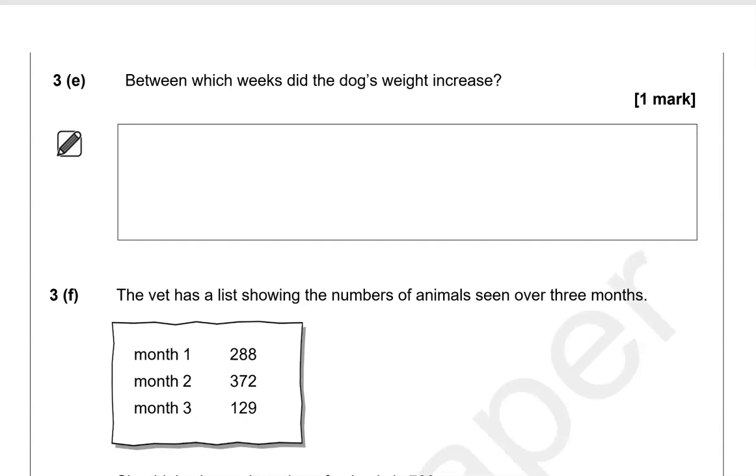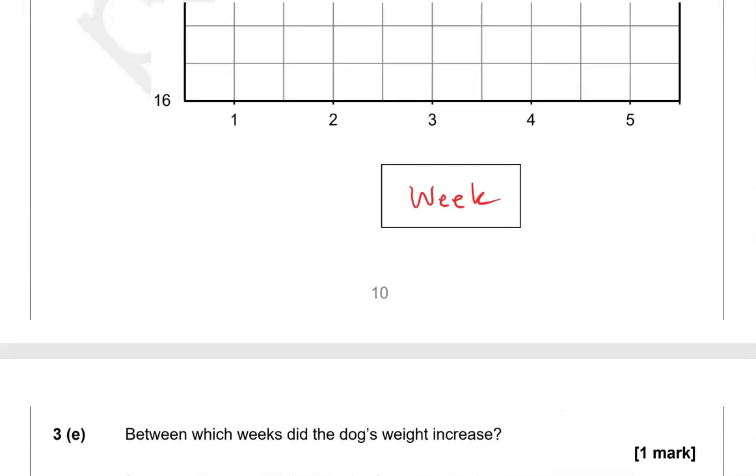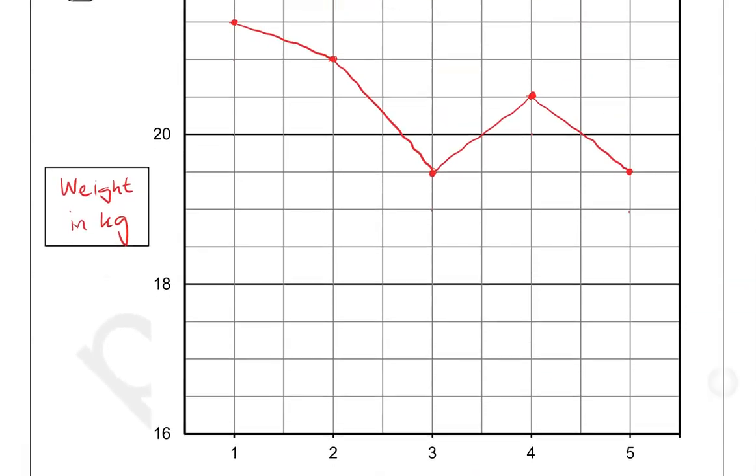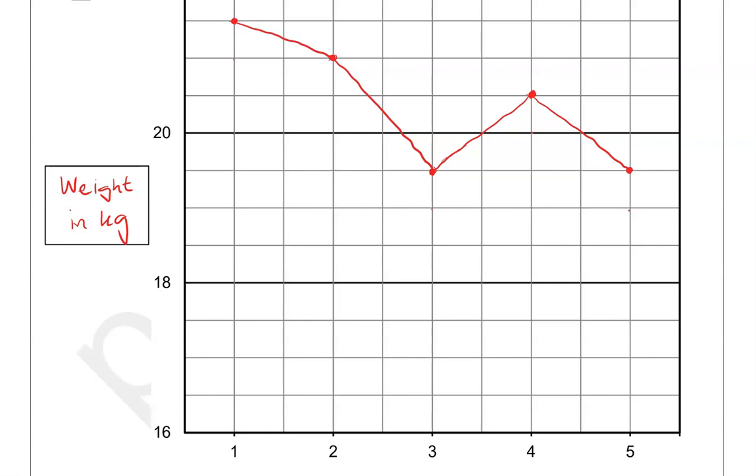Between which weeks did the dog's weight increase? So where do we have an increase? And that's this one here. That's an increase. So that's between week 3 and week 4.